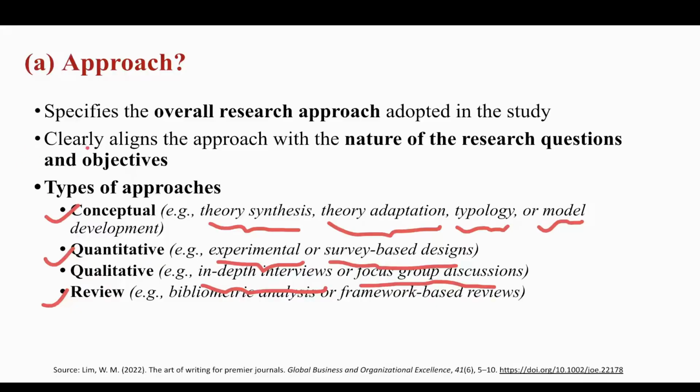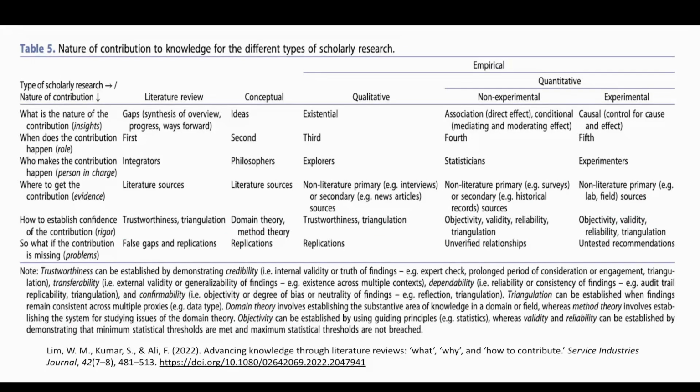So just to revise, whenever we are writing a research methodology, let's start with the approach. Which particular approach has the research article adopted? It can be conceptual, quantitative, qualitative, review, whatever our paper is all about. So first we are going to talk about the approach whenever we are writing a research methodology. Let's have a look at the different types of scholarly research articles. Our paper can be a literature review, a conceptual article, or a qualitative one. These are the approaches which we adopt.